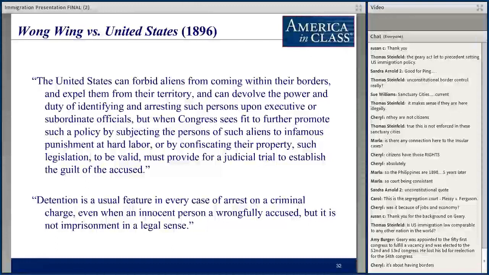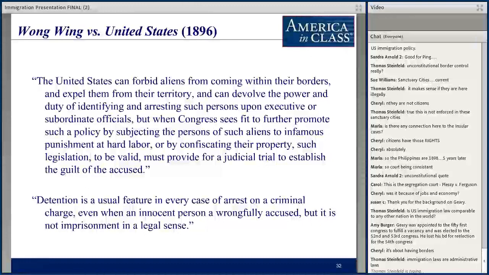In addition, they define that detention, immigrant detention, is a usual feature in every case of arrest on a criminal charge, even when an innocent person is wrongly accused, but it is not imprisonment in a legal sense. Now, why this is important is because in the process of deportation, people are apprehended and held. And that process of being held or detained, usually in a jail or jail-like system or a prison, according to these decisions of the late 19th century, is not regarded as imprisonment in a legal sense, and again, can happen without constitutional protections.